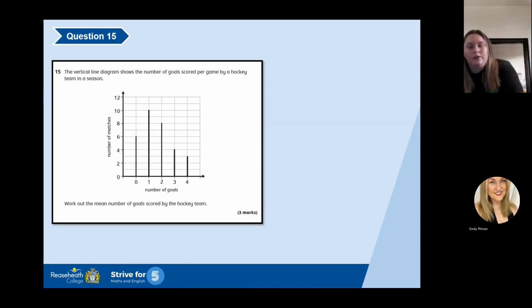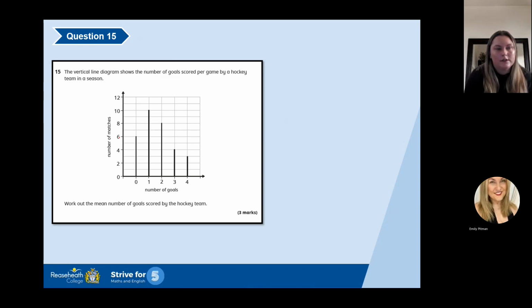Okay. The vertical line diagram shows the number of goals scored per game by a hockey team in a season. Work out the mean number of goals scored by the hockey team. So these are quite easy to go wrong on, because you might just think, well, I'll just add up the number of goals and then divide by the number of matches or something like that. But what we actually need to do is break down each one individually.